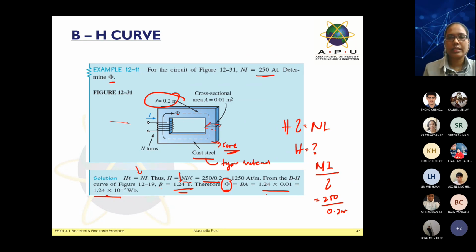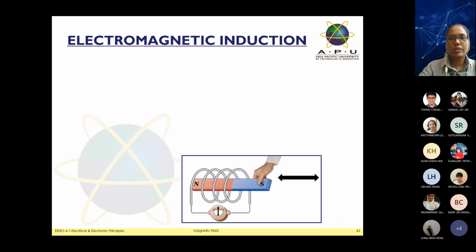Based on the flux, calculate times the length. It means this one, 0.01 meter. You get the last answer. All right. Okay, let's go on with the next one.